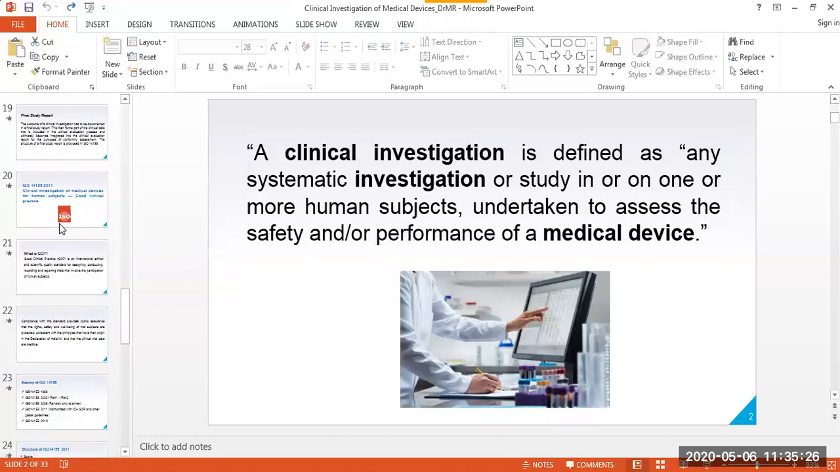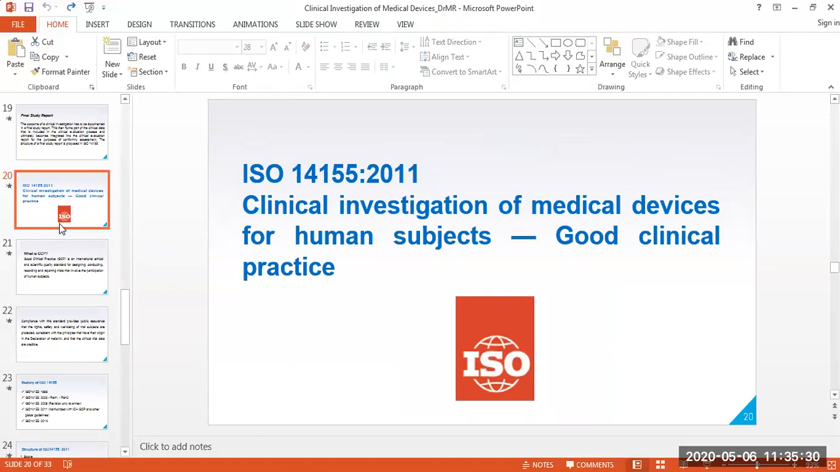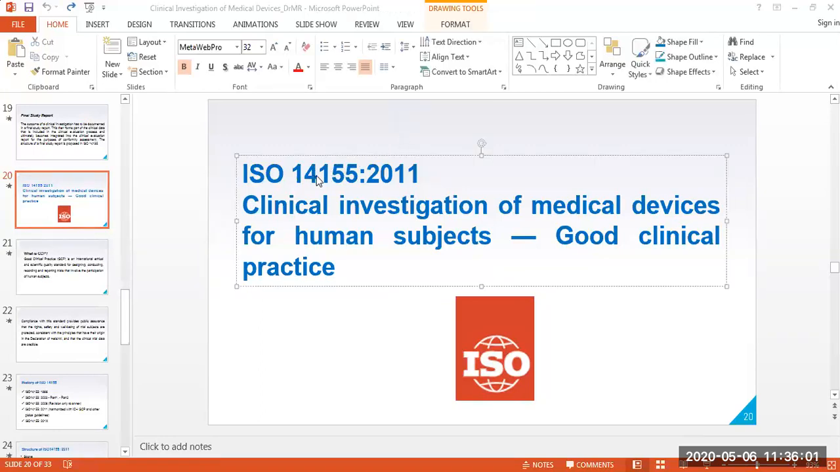Now coming to today's topic, ISO 14155. The latest version is 2011. How do you pronounce ISO 14155? The first two numbers are pronounced together as 14, and the last three as 155. Very good. What does 2011 indicate? The year of update. When the standard was last updated, that year is mentioned, so the last update for 14155 is 2011.